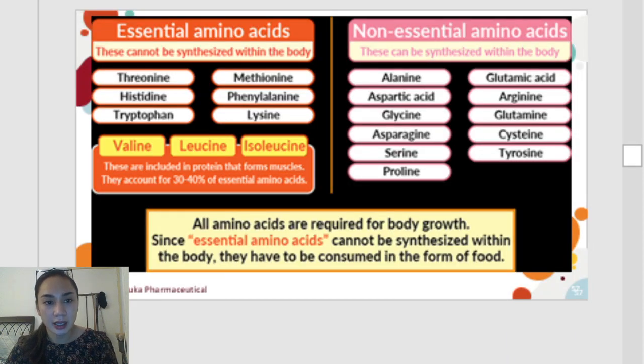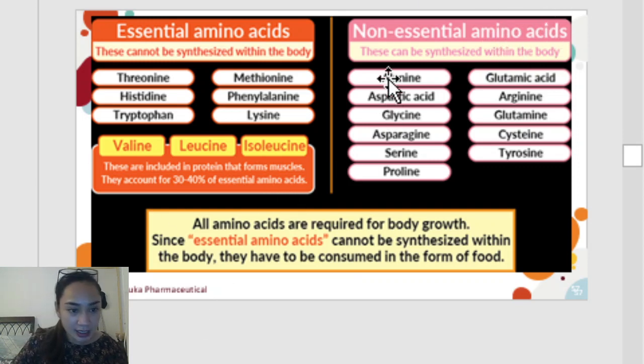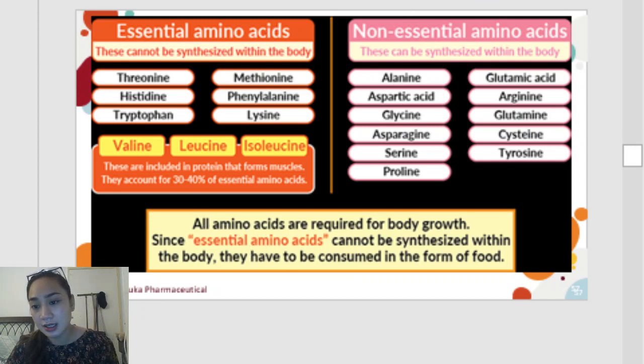So, ayan. Oo nga. So, ito na lang sundin natin itong slide na to, no guys? We have 9 essential na amino acids, namely this. So, pag sinabi kong essential, hindi siya nasi-synthesize ng katawan natin. Thus, you have to get it from the outside source, such as the food.